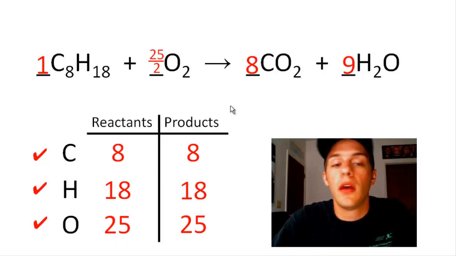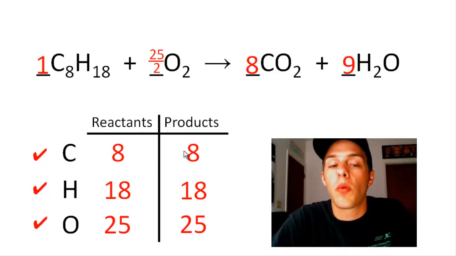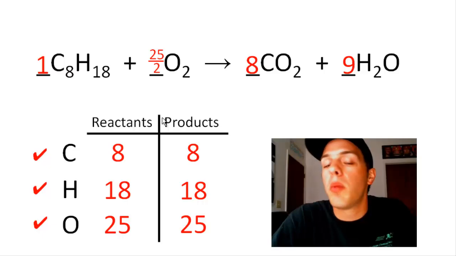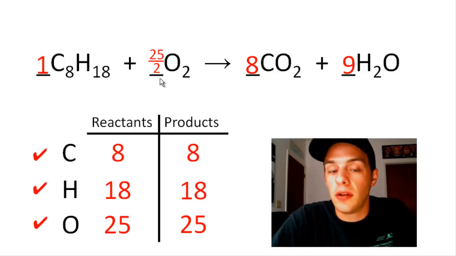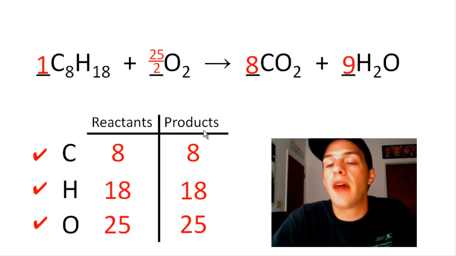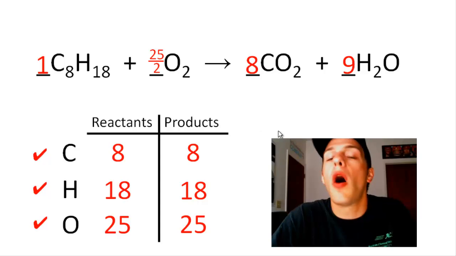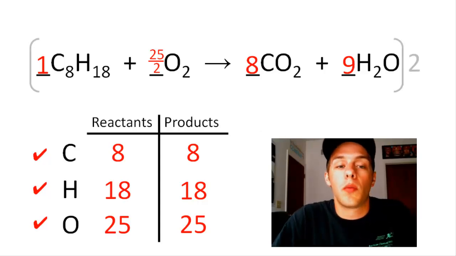but we're not quite finished because we can't leave the fractional coefficient there. We have to use whole numbers all around. So what we're going to do is multiply by the denominator of that fraction. Like I said earlier, we're going to multiply this 2 by our entire equation, and that's going to change all of our coefficients. So again, we're going to multiply that whole equation by 2.